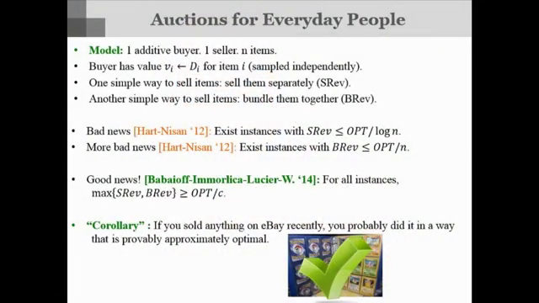Okay. So the model is there's just going to be one additive buyer, one seller, and n items. The buyer's value for each item is going to be sampled independently. Here are two simple ways you can sell the items. One is you just sell them all separately. So I just put one price on each item, you walk in, you buy whatever you want, and then you leave. Think of that as probably any time you've ever bought something was probably like that.